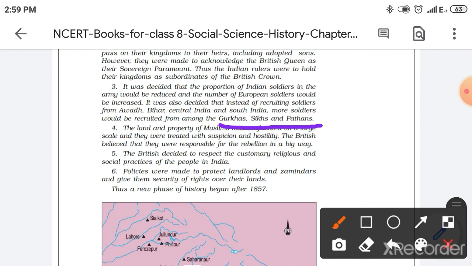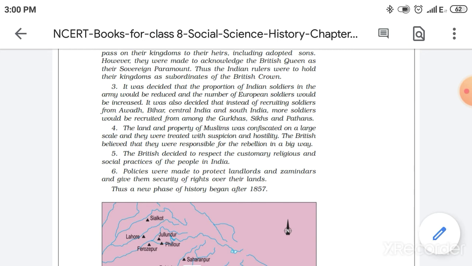Now, why did this happen? What was the reason? In the 1857 revolt, all of Central India was against the Britishers, all the Indians were against the Britishers, but a very few tribal groups helped the Britishers to suppress this revolt. These were the tribes mentioned here: Gurkhas, Sikhs, and Pathans. So that is why they allowed Indians only from these tribes, because they helped the Britishers, and the Britishers wanted to pay back the favor of these tribal people. Okay, so this is the third point.